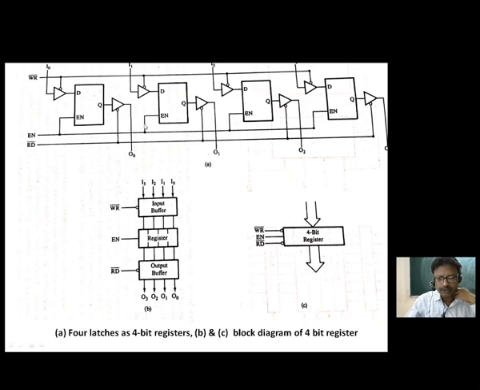Now this is a kind of latch which you can call a 4-bit register, because it is 1 into 4 bit, because we have 4 latches which are being used, and this is a block diagram. Instead of representing individual D flip flops, you can represent it in this form, in which we have an input buffer and an output buffer.